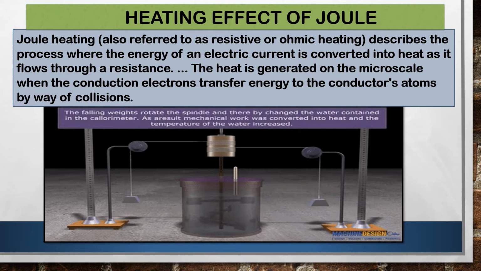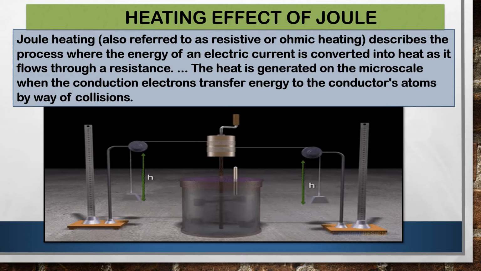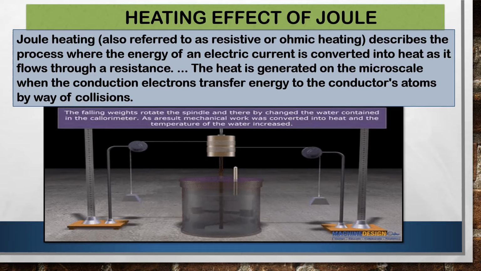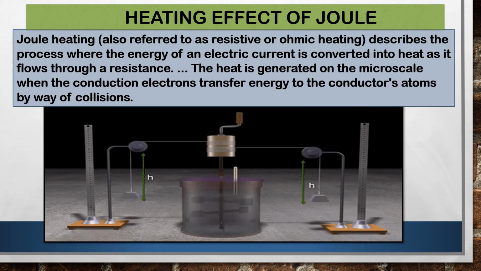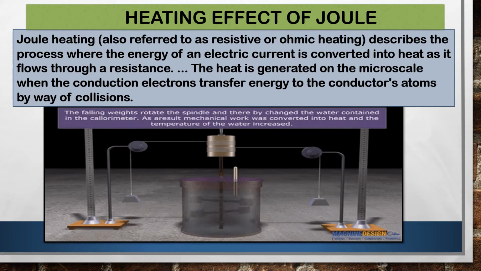You know heating effect of Joule. You know from Joule's law, that is H, heat, is equal to 1 by 4.2 into I square R t, where I is equal to current, R is equal to resistance, and small t is equal to time. Now 1 by 4.2 means actually 1 by J.